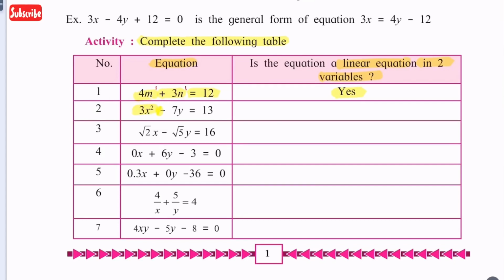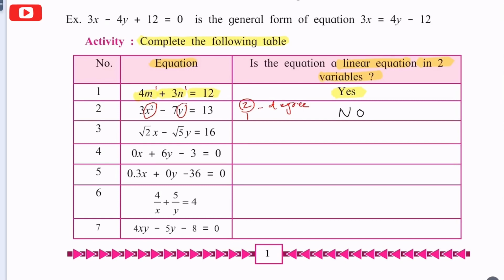Now the second equation: 3x square minus 7y equal to 13. Here the index of x is 2 and y can be written as y raised to 1, so the index is 1. 2 and 1 are the indices of x and y. Maximum is 2, so the degree of this equation is 2. Hence it is not a linear equation because in a linear equation the degree is 1. So the answer is no.